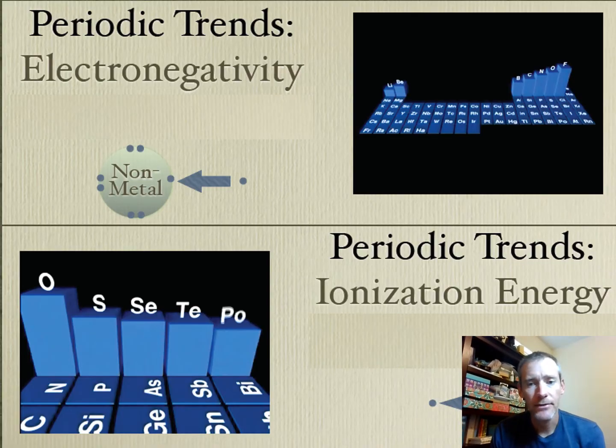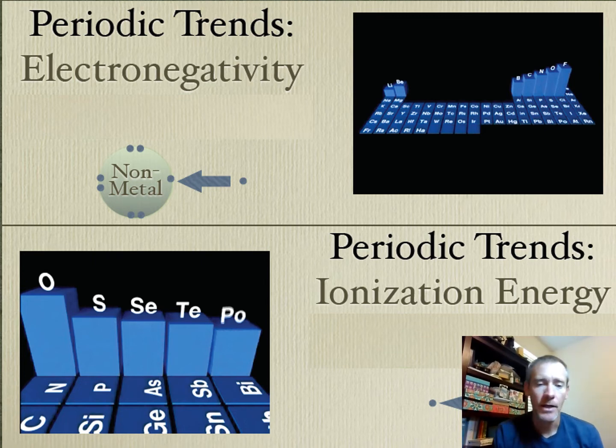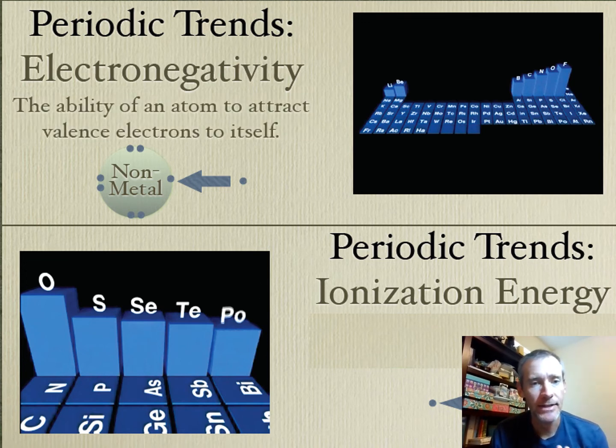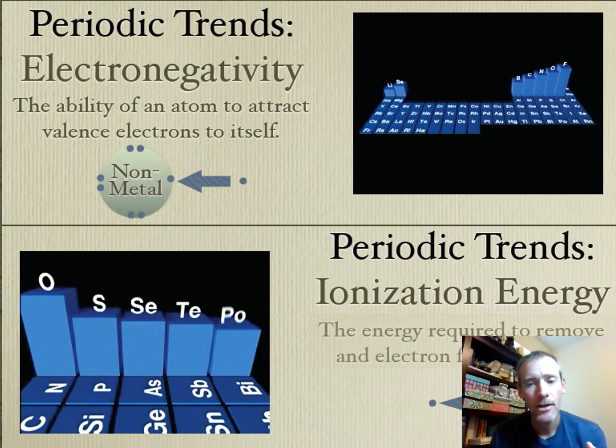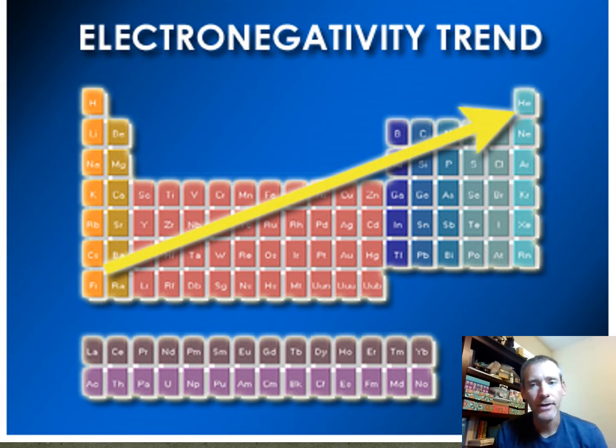All right, electronegativity and ionization energy. So electronegativity is the wanting of electrons. Ionization energy is the removal of electrons. So electronegativity is the ability to attract an electron to itself, where ionization energy is the energy required to remove an electron from the atom. Electronegativity, everything points towards fluorine. The most electronegative atom is fluorine. So as you go further away from fluorine, the less electronegative it is. If you get closer to fluorine, the more electronegative it is.